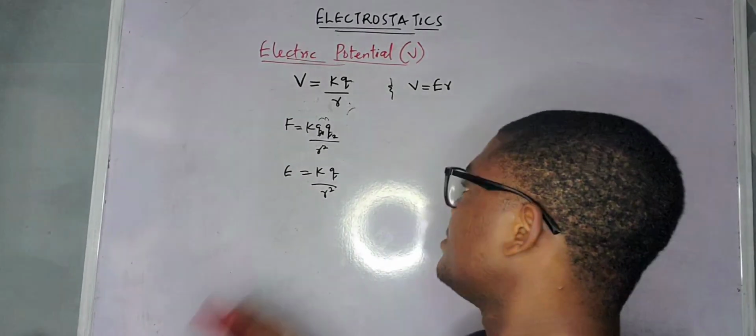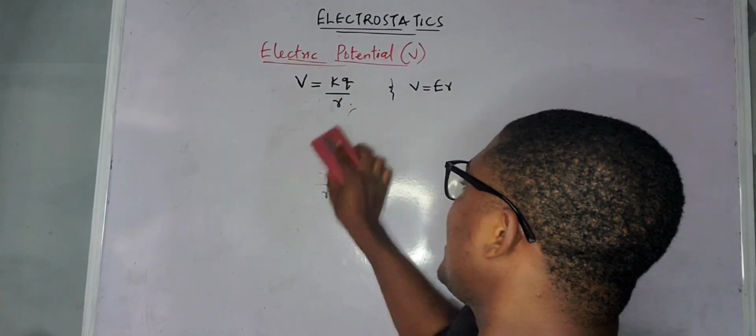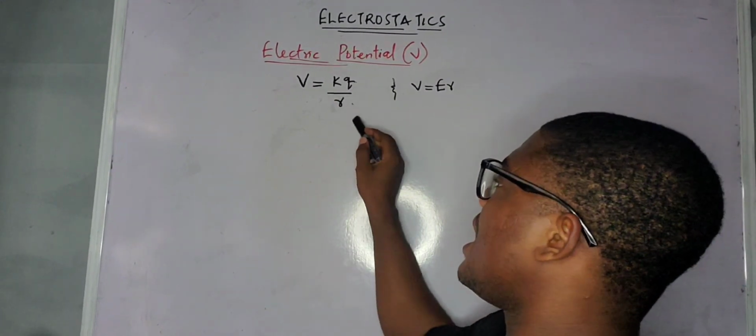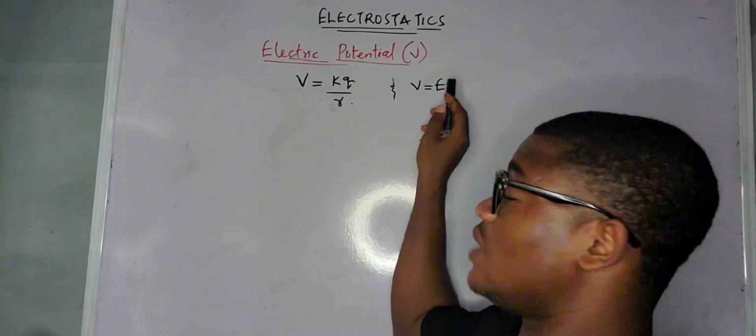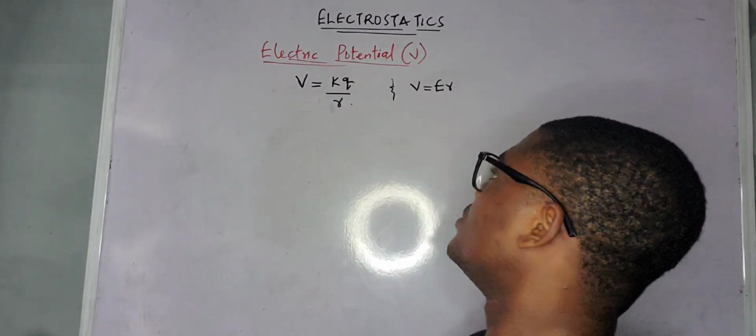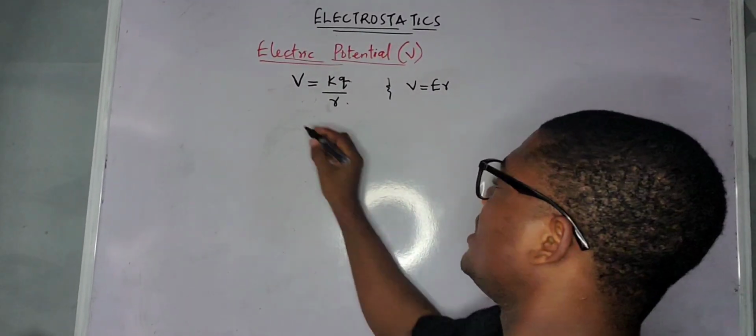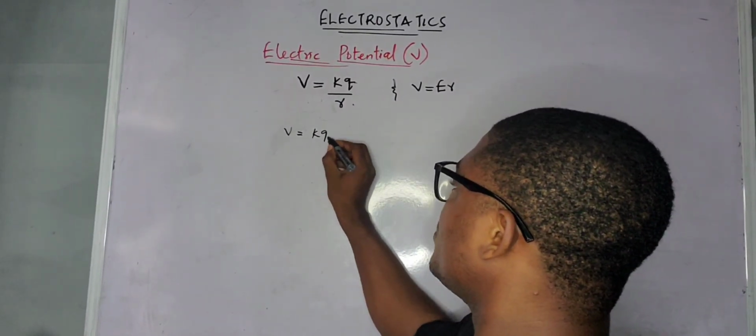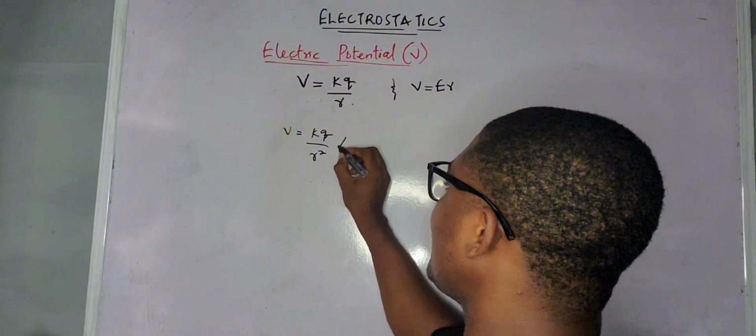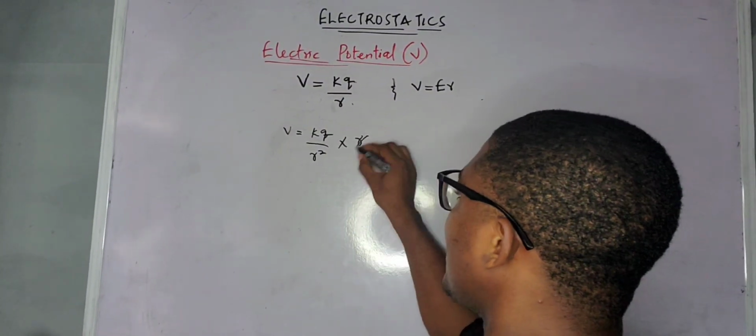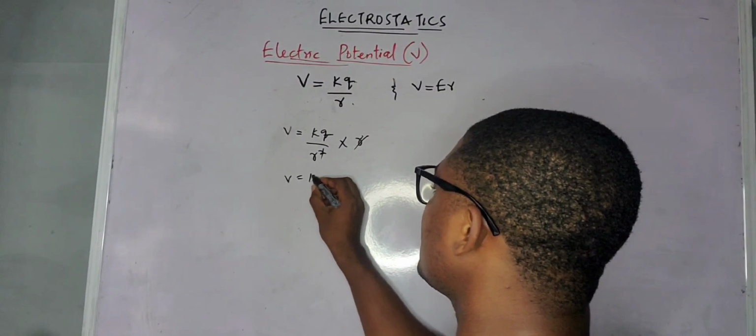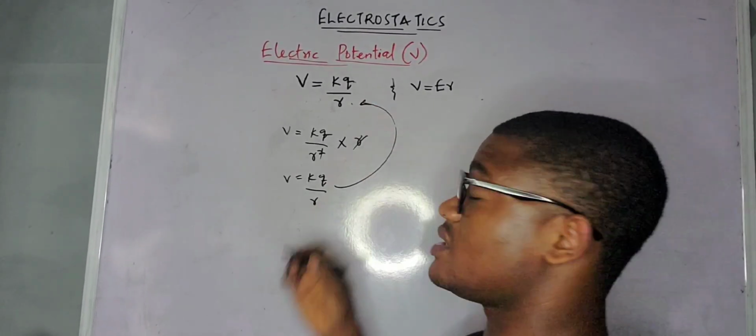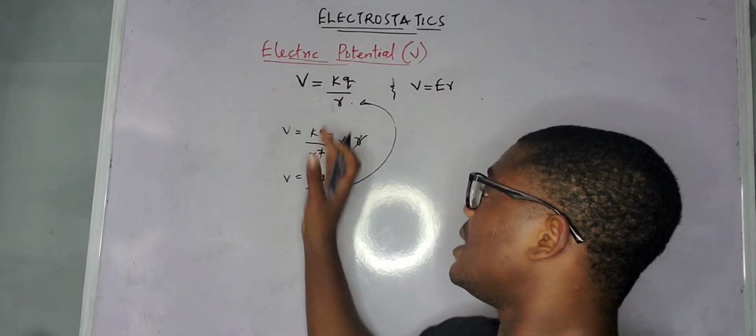Now, continue from here. We say the formula for electric potential is V equal to KQ over R. We also say V is equal to electric field strength times R. How do I know that this formula is correct? Look at it now. V equal to electric field intensity, which is KQ over R squared, multiplied by R. So one R cancels one R, and we say V equal to KQ over R. This is just like the first one, so the formula is correct.